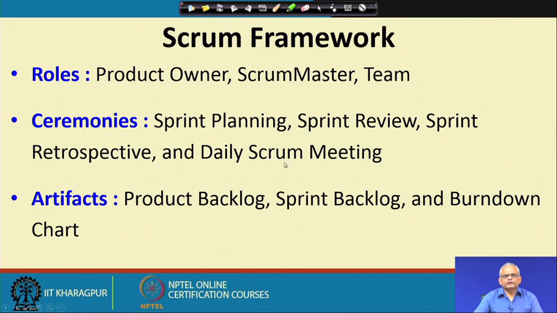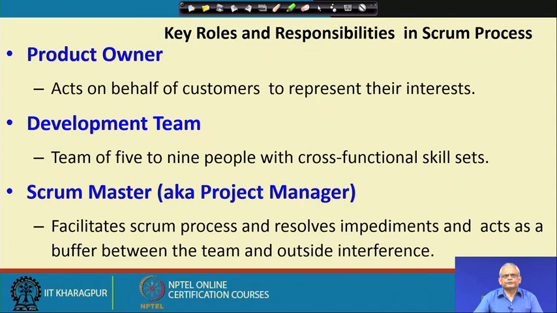The daily scrum meeting, we said, is a daily meeting in the morning. The team members just check what was done yesterday, what will be done today, and whether there are any obstacles. These are the artifacts that are maintained. One is the product backlog, which contains the user stories. The sprint backlog contains the selected user stories from the product backlog that will be completed during the sprint. And then there are various types of burn down charts, which are useful in monitoring the progress of the development.